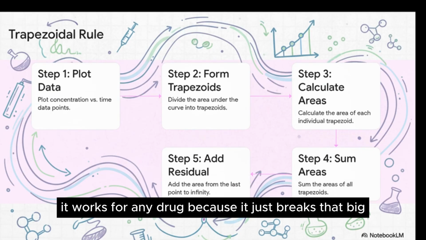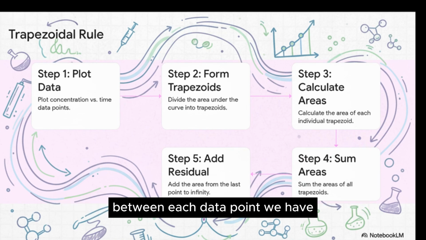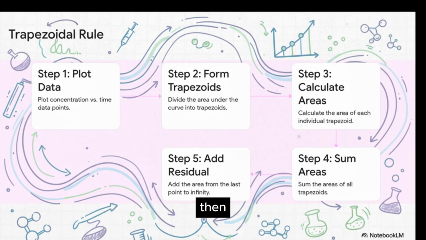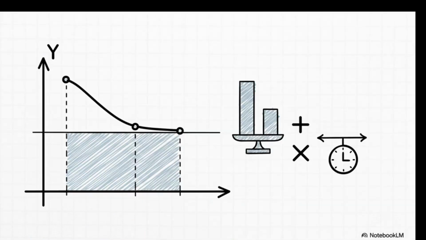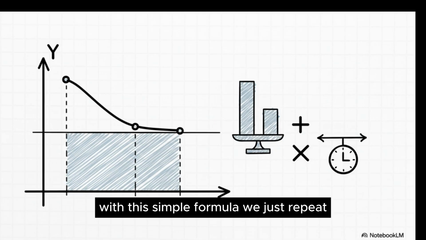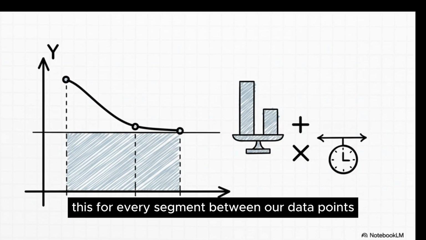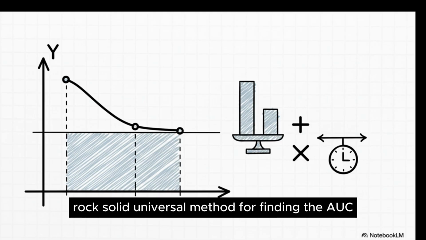It works for any drug because it just breaks that big, complex curve down into a series of small, easy-to-measure trapezoids between each data point we have. Then we just add up the area of all those little shapes to get our total. And the area of each little trapezoid is calculated with this simple formula. We just repeat this for every segment between our data points and add them all together. It's a reliable, rock-solid, universal method for finding the AUC.